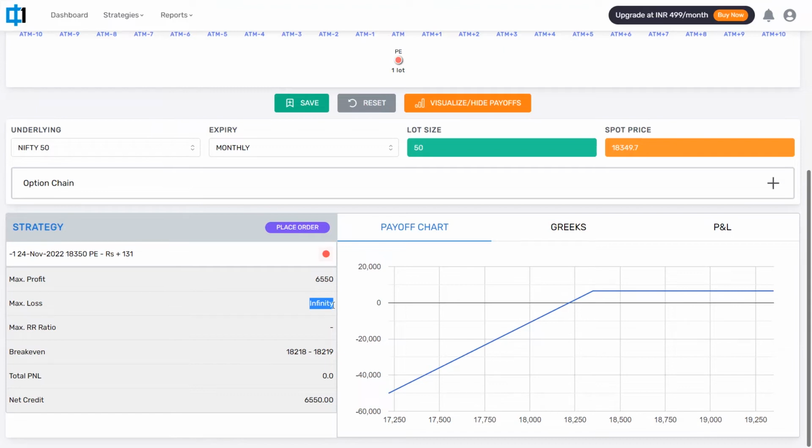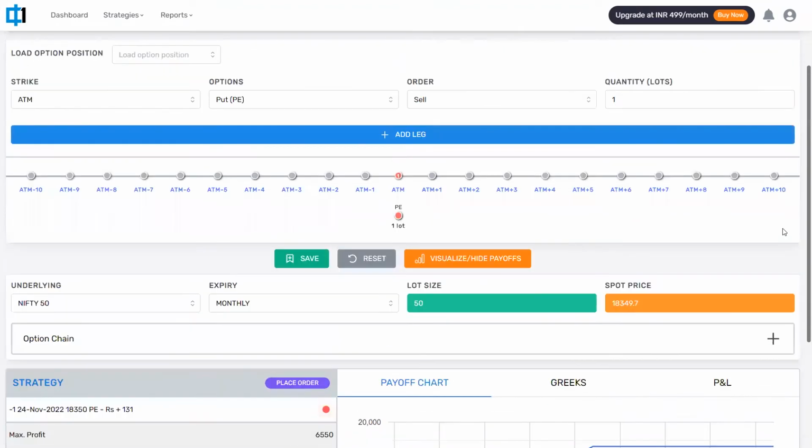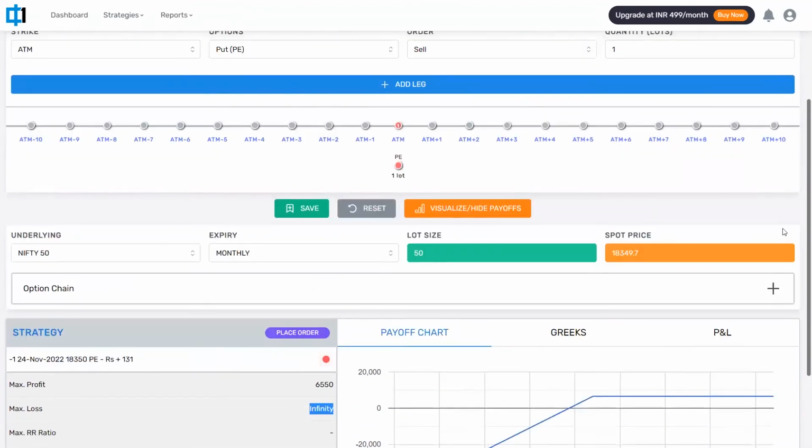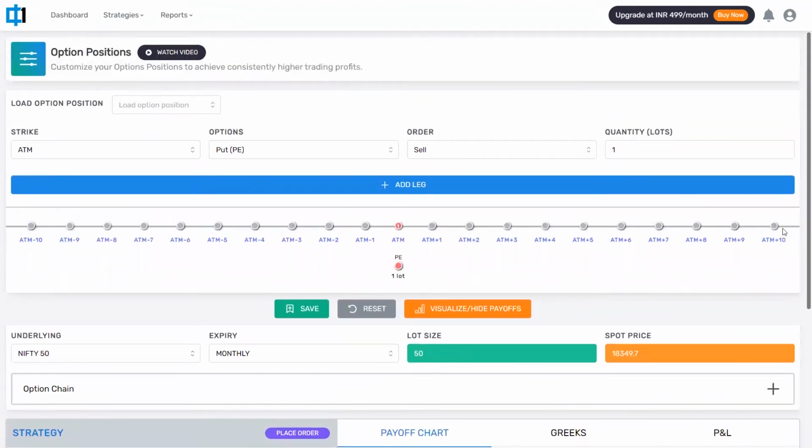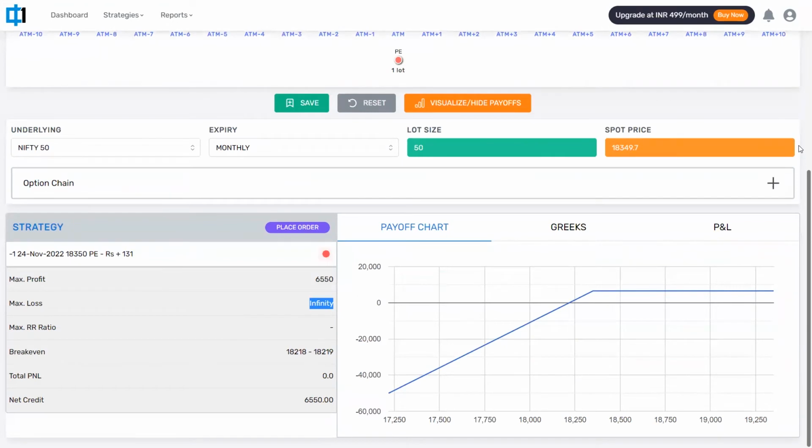So that's one thing to be careful about. Do not purely sell options. That's highly, highly risky. And we definitely urge you to not do that.